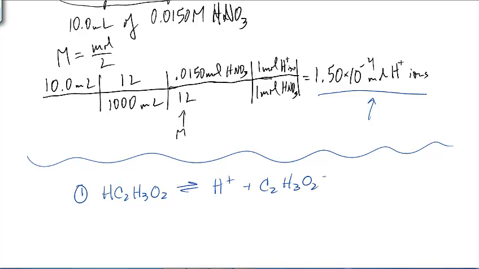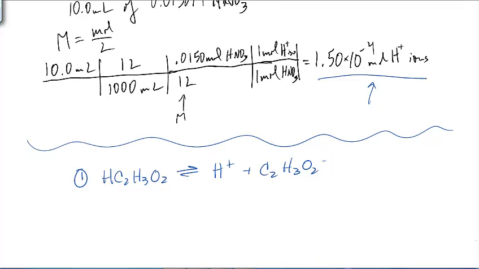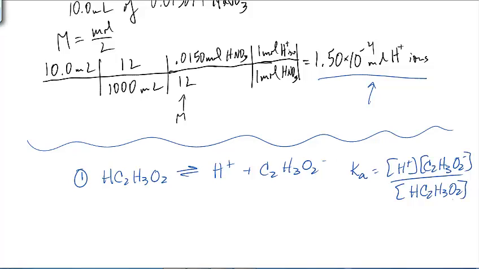So we got the first one, our equation. For our second one, the Ka is hydrogen ion times acetate ion over the acetic acid. I'm trying not to write HAc. So step 2, K expression. Step 3, ice table.